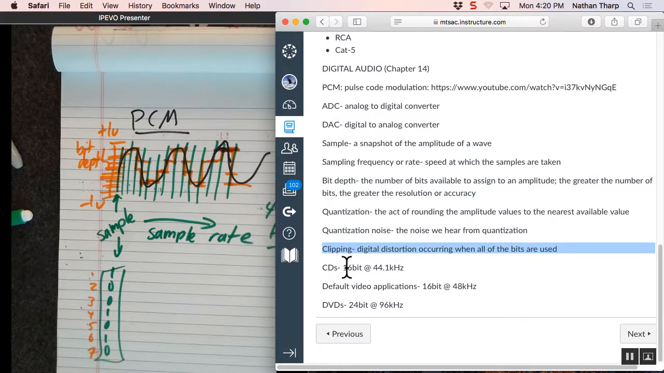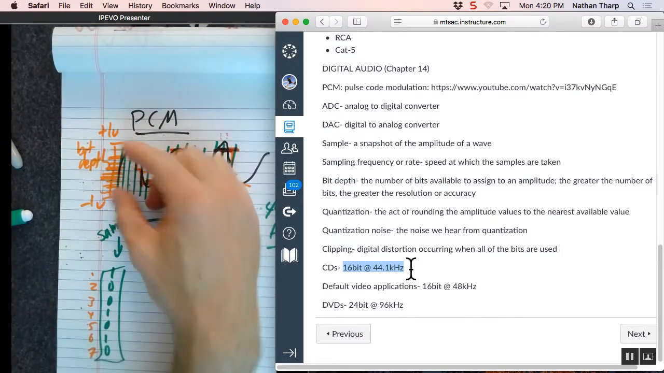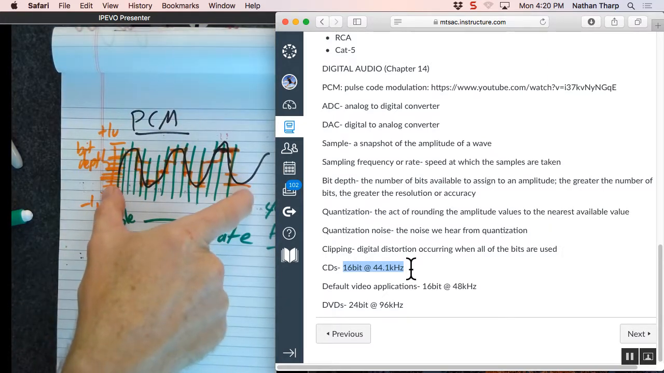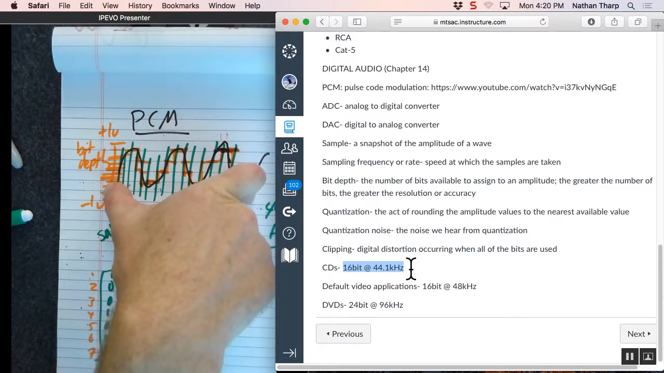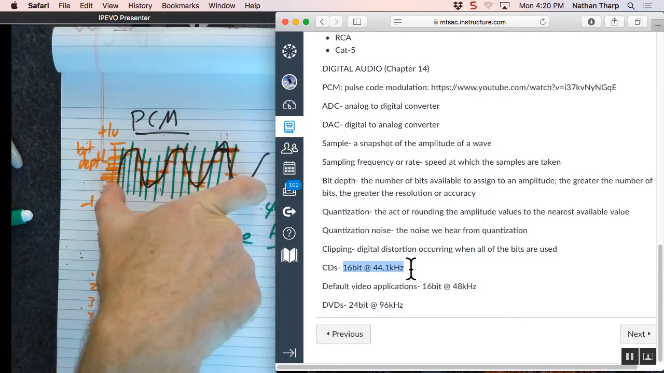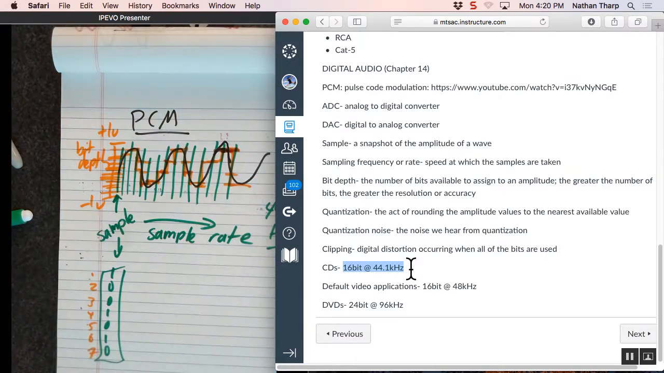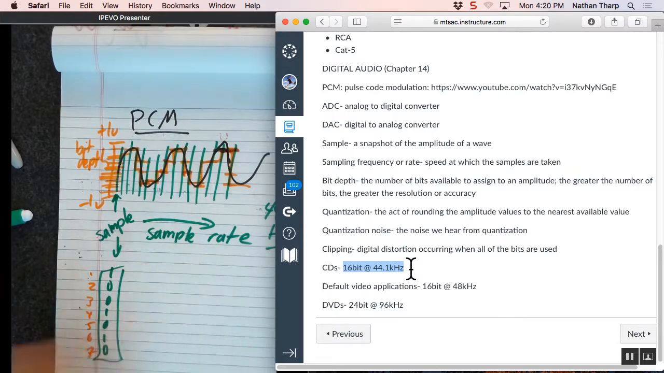Okay. CDs, when someone says CD quality, what that usually means is 16 bits of resolution with a snapshot taken 44,000 times per second, or twice as fast as we can hear. Going twice as fast allows it to get all the way down to 20,000 hertz. Your sample rate has to be twice the frequency you want to hear.